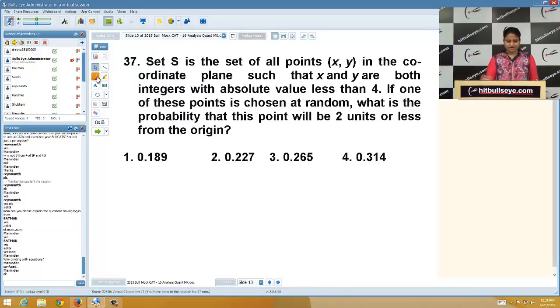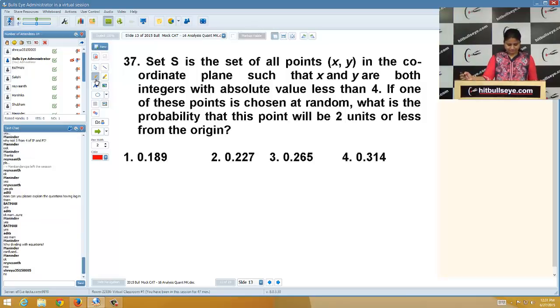Question number 37, attemptable, tricky, mistake prone. Any problem in this? Very good. We will apply the probability formula, that is number of favorable cases divided by number of total cases. So let us move.